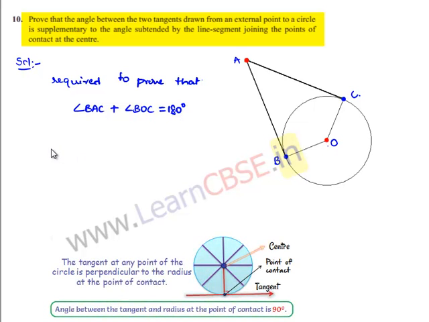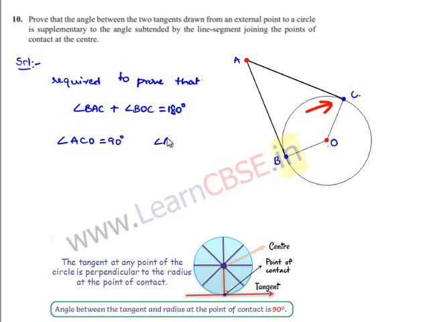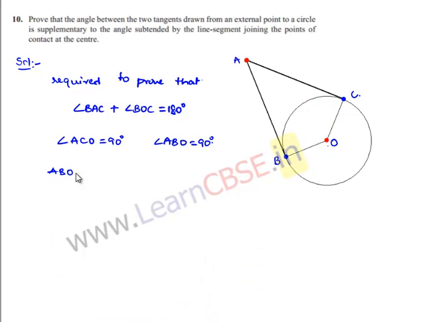Now we know that in a circle, if tangents are drawn from an external point, each tangent will be perpendicular to the line joining the center and the point of contact of the tangent. Therefore here angle ACO is equal to 90 degrees and also angle ABO will be equal to 90 degrees. Now if we observe the figure clearly, ABOC formed is a quadrilateral.